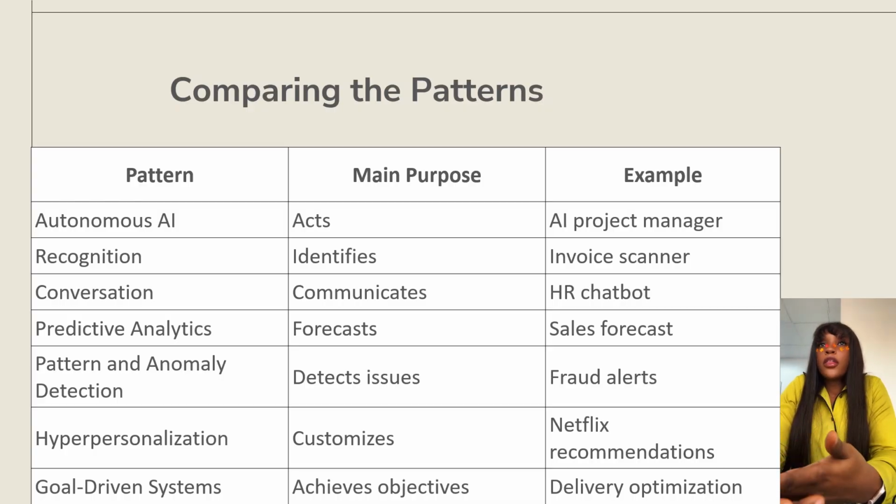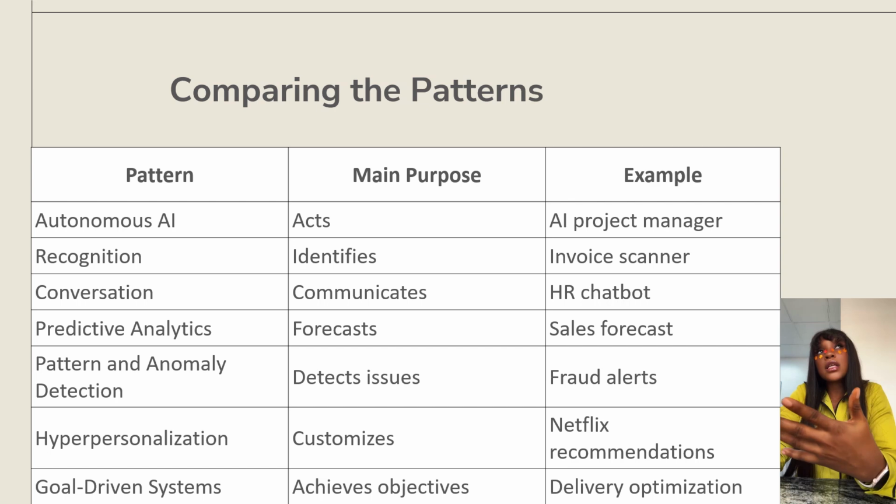Let's summarize everything. Autonomous AI acts. The recognition AI identifies. Conversation AI communicates. Predictive AI forecasts. The anomaly detection AI identifies unusual events, while hyperpersonalization customizes experience. The last AI, which is the goal-driven system, focuses on business objectives. So together, these patterns represent the different ways AI creates value.